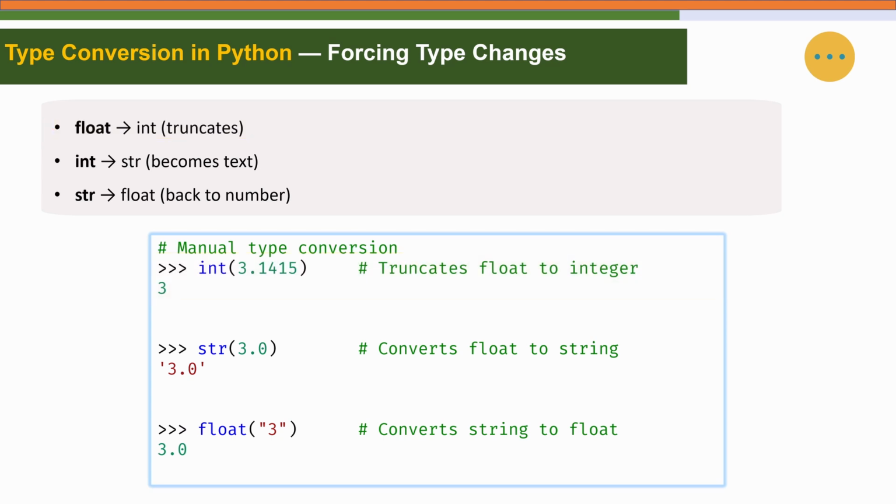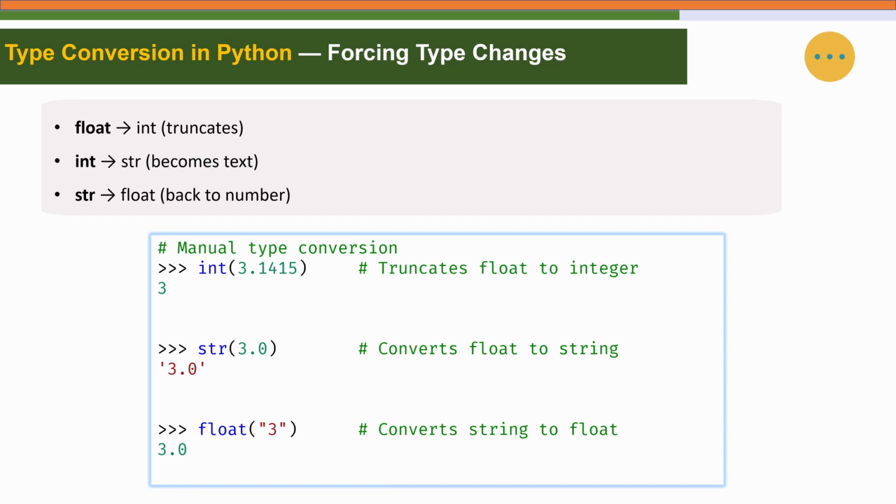Next, str, let's suppose 3.0, takes a floating point value and converts it into a string representation. Float converts a string that looks like a number into a real floating point value. So these conversions are often used when handling user input from the keyboard. Since the input function always returns text, you will usually wrap it in int or float if you want to do numeric operations.